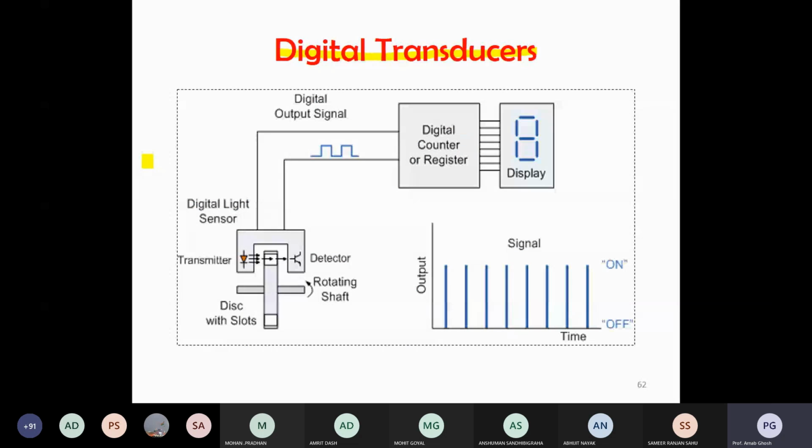So what you need to do in a digital transducer is this: if you have any kind of continuous signal, you can directly convert that continuous signal to a digital signal. So how to convert it? Simple thing.